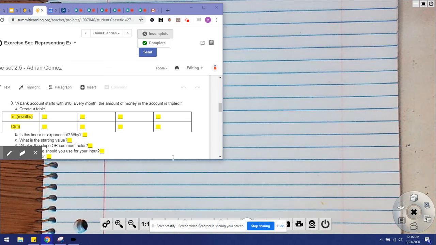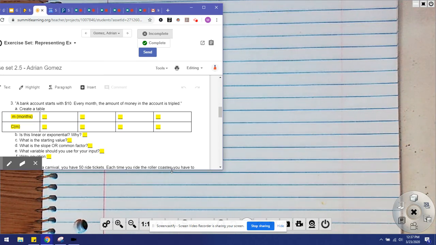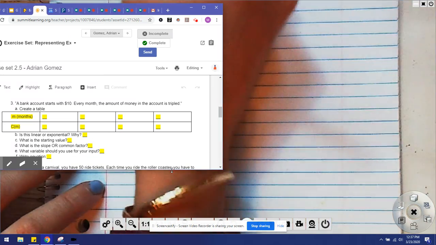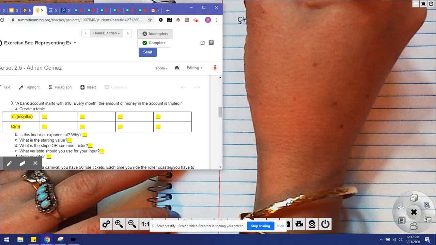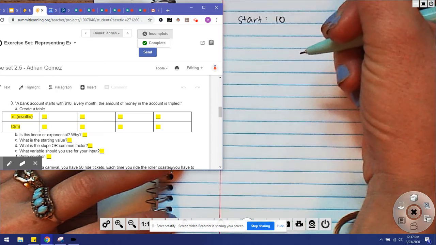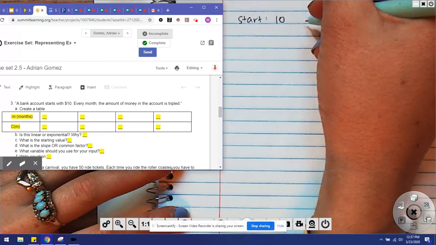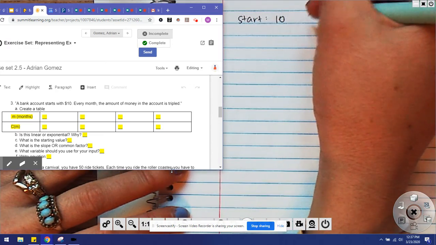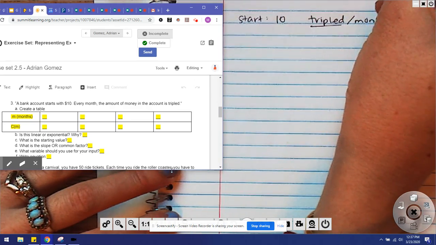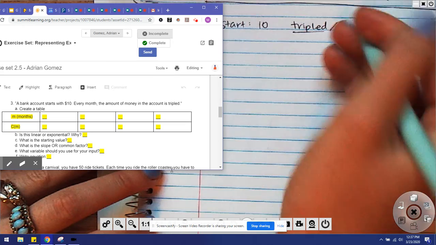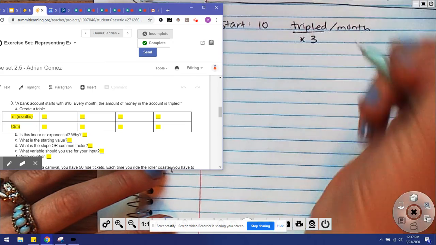All right, so for number 3, this one's structured just slightly differently. It says a bank account starts with $10. So again, I'm going to start by taking notes in my notebook. I know that I'm starting with 10. And it says the amount of money in the account is tripled every month. And I know that triple means I'm multiplying by 3.